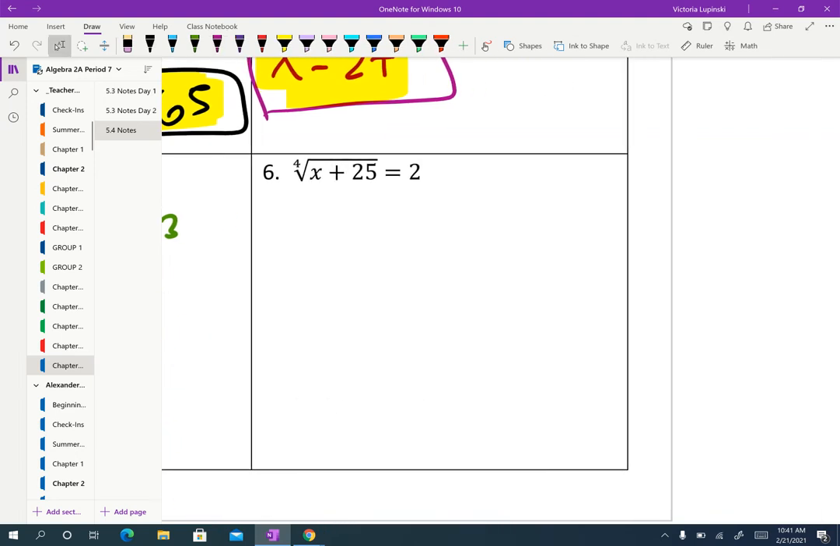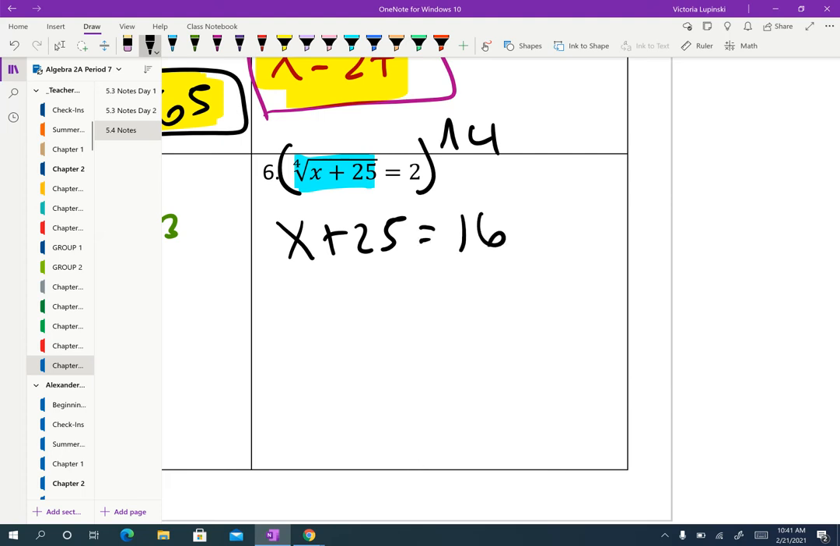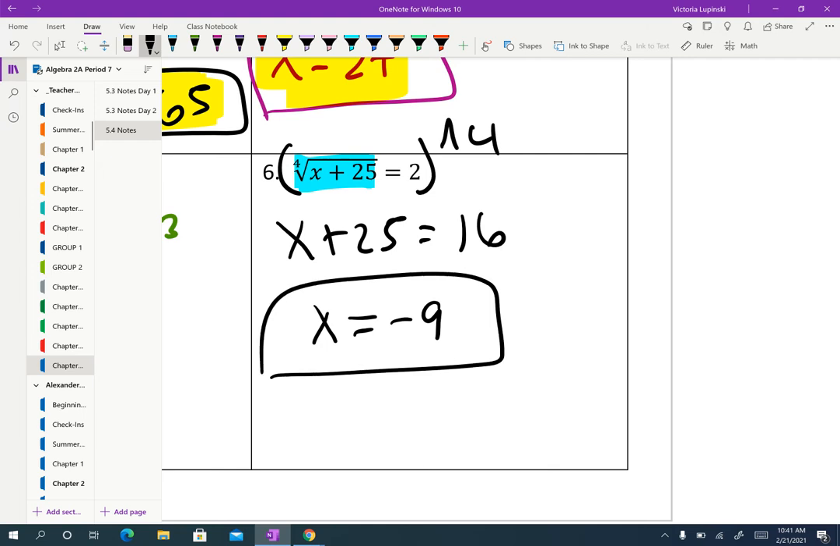Here in number 6, this is our first fourth root. And again, notice that the entirety of the left-hand side is underneath that fourth root, which means that 25 is not able to be dealt with, at least not yet. A fourth root is equivalent to a 1/4 power. So the only way to get rid of that is by raising both sides to the power of 4. On the left, it's going to go ahead and cancel. On the right, 2 to the 4th is 16. And then you're going to go ahead and subtract. So 16 minus 25, that's going to give you an answer of -9.